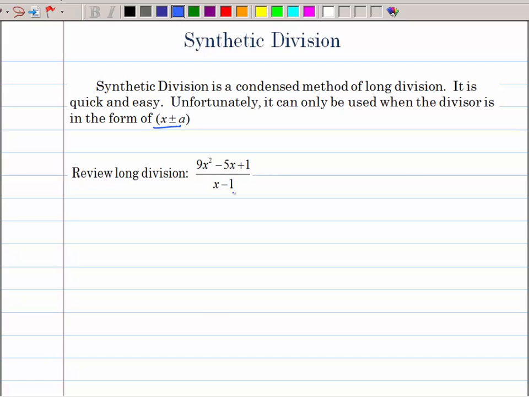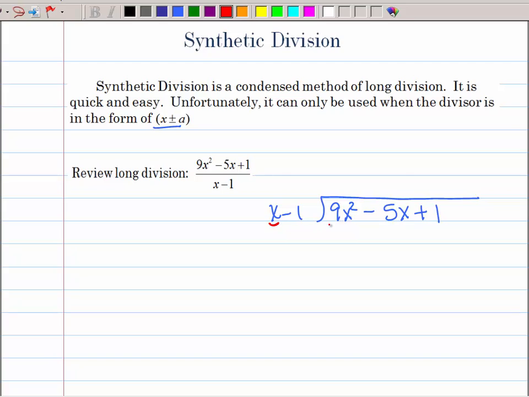So we have a divisor of x minus 1, and then we have a dividend of 9x squared minus 5x plus 1. First of all, notice everything is in descending order. Your polynomials, 9x squared, then x, and then your constant. We don't have any missing terms. So that division process goes something like this.